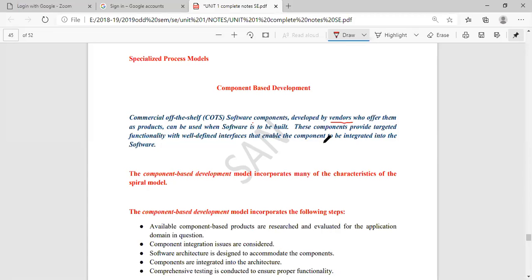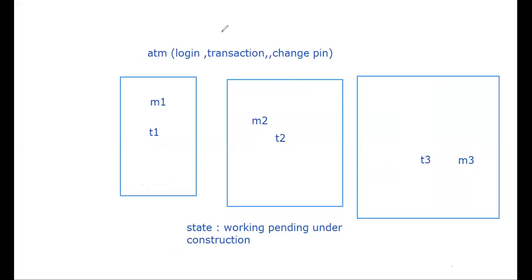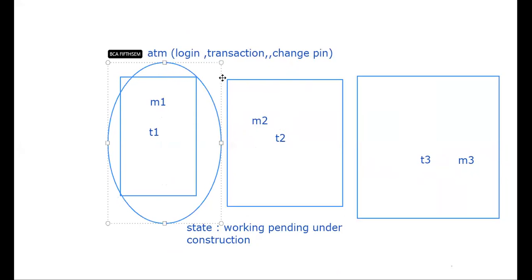Now I have taken the example of an ATM, where I have told you that there are 3 different modules: module 1, module 2, and module 3. Now these modules are also called what? Components. These modules are also called components.